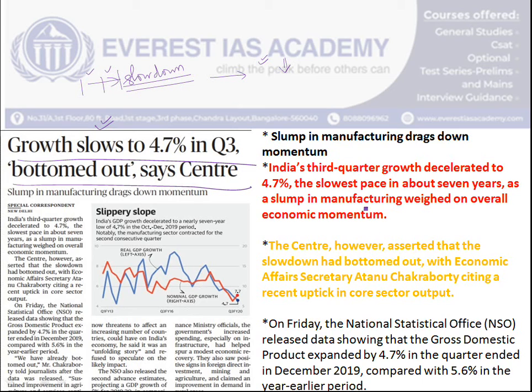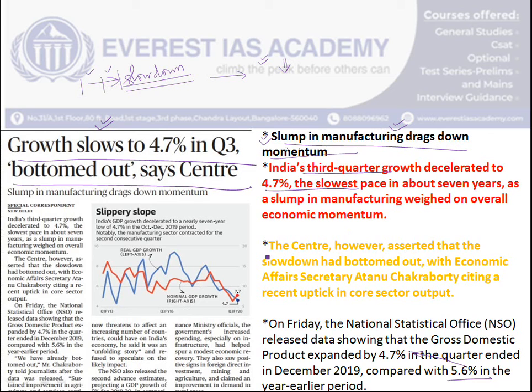If you see, friends, in the previous quarter it was 5.6%, and now it has fallen to 4.7% in the third quarterly report of the growth estimates. This is going to have a serious impact upon all the sectors of the country. The main reason the government side is giving is that the slump in the manufacturing sector has led to a reduction in the growth rate.